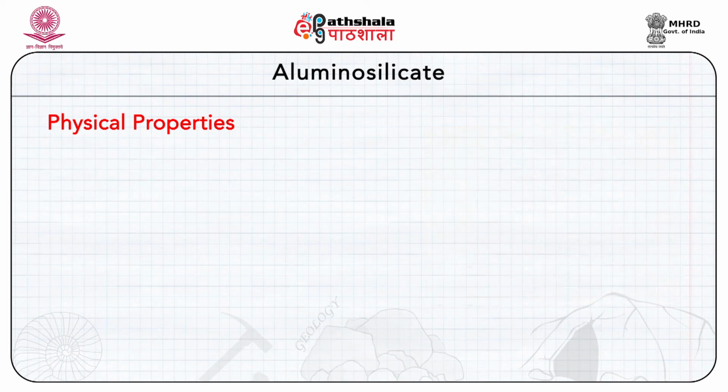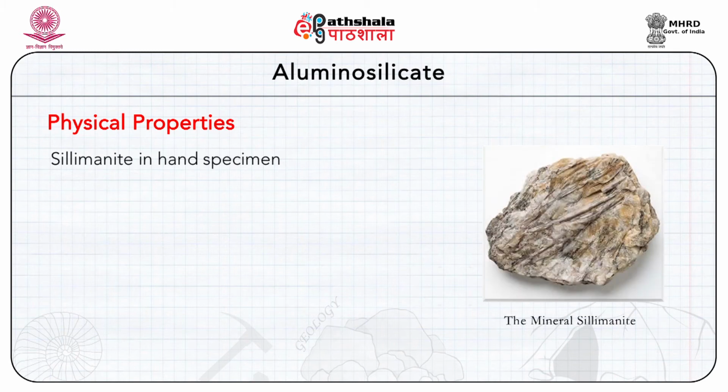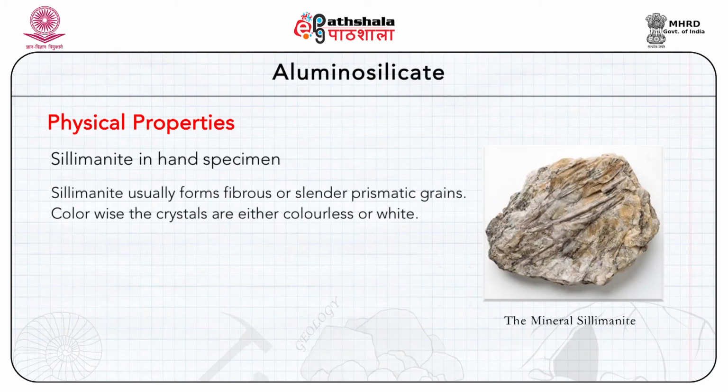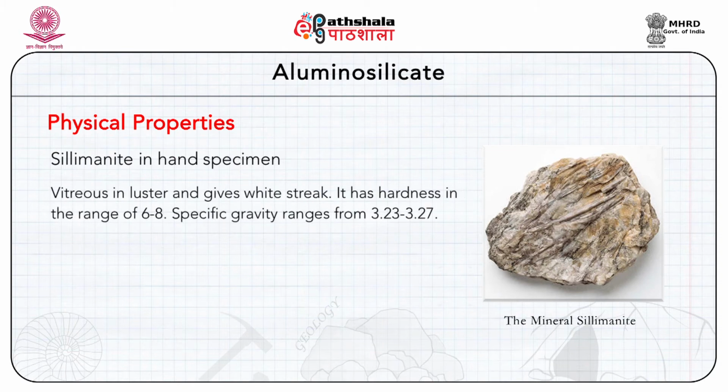Now, we will discuss how sillimanite looks in hand specimen. Sillimanite usually forms fibrous or slender prismatic grains. Color wise, the crystals are either colorless or white. Vitreous in luster, it gives a white streak. It has hardness in the range of 6 to 8. Specific gravity ranges from 3.23 to 3.27.